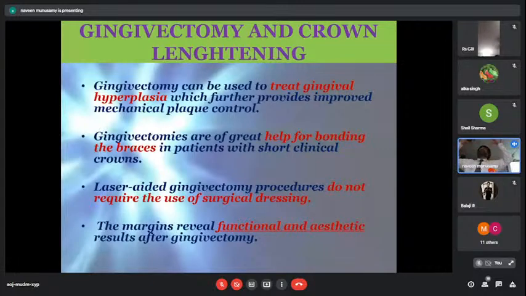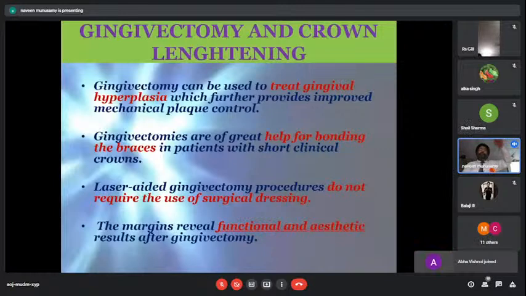Whenever you are doing intrusion by mini implants or anything, the bone resorbs fast, but not the gum tissue. Gum tissue takes months and months and months. So plaque starts accumulating in that area, and the patients' brushing gets further bad. So there is more plaque accumulation, more issues. Gingivectomies are of great help for bonding braces in patients with short clinical crowns. With a short clinical crown, you just remove the gum from the top and then do your bonding.